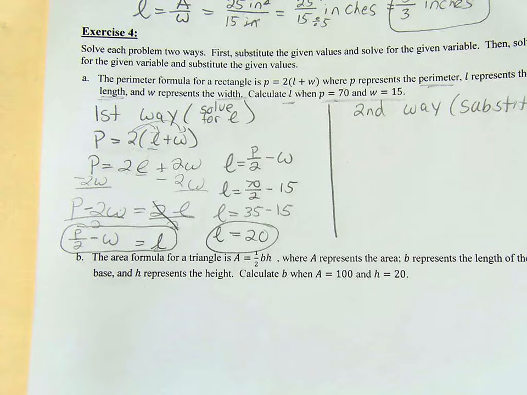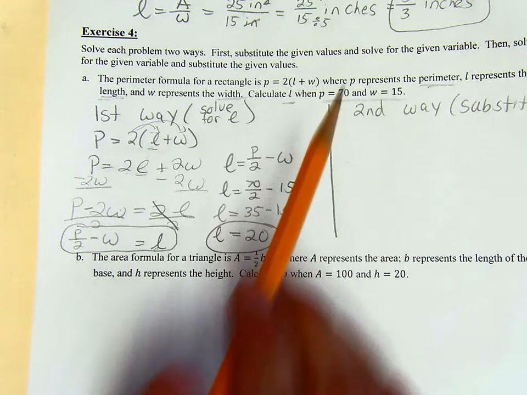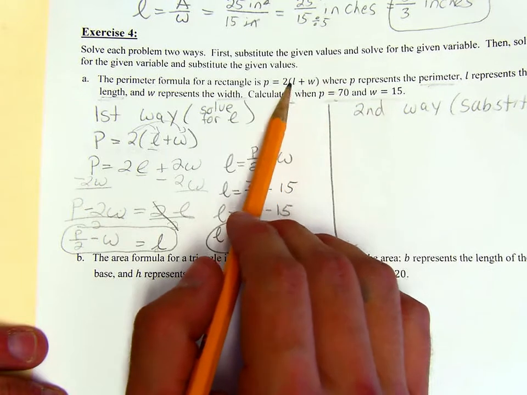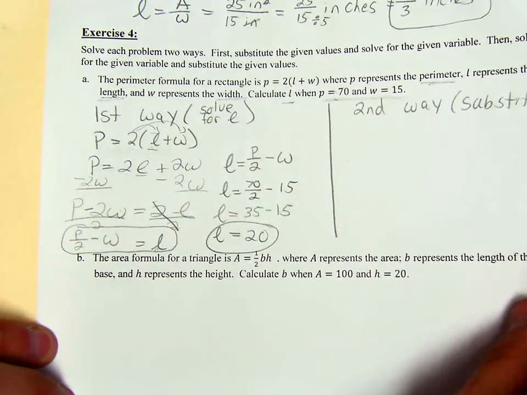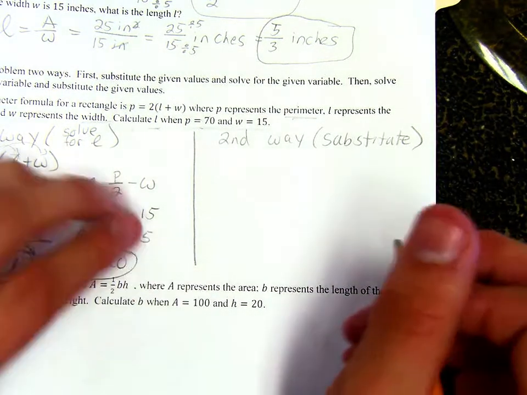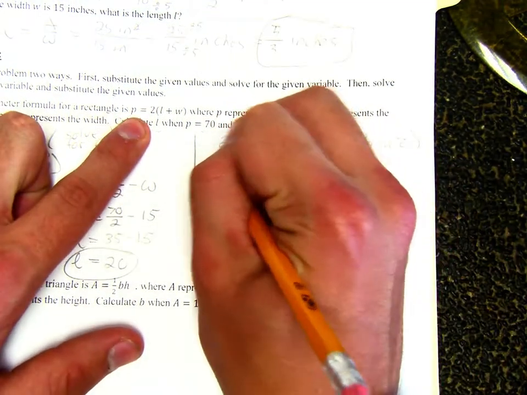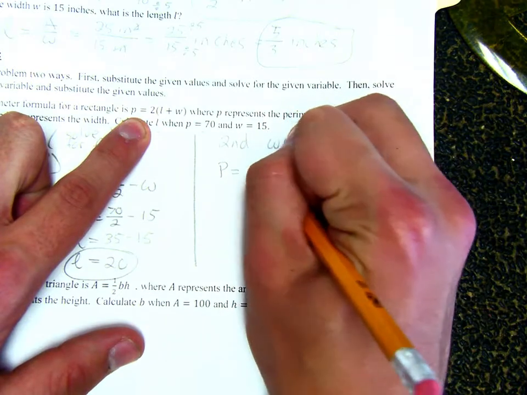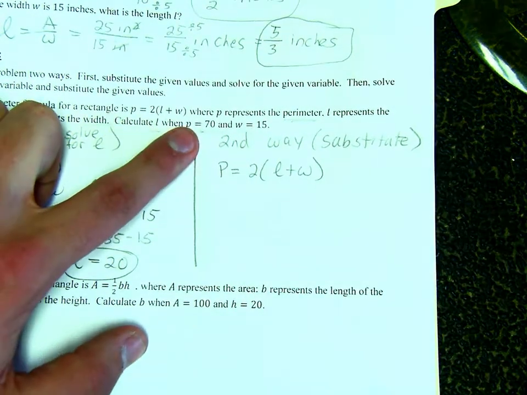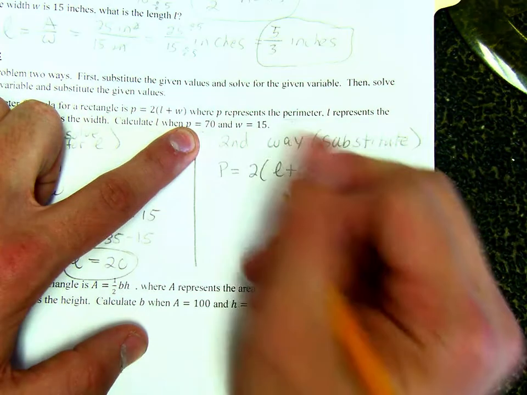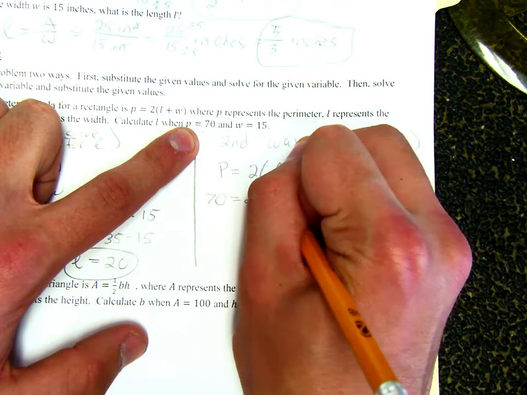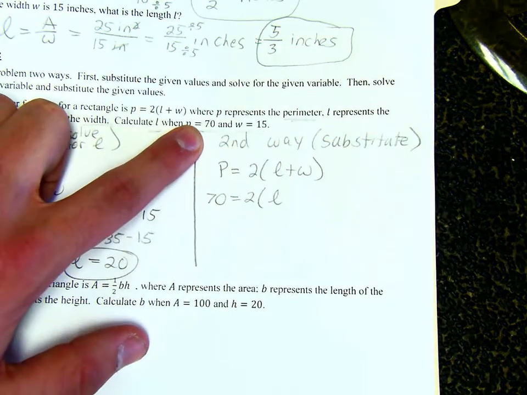Another way that we could do it is just by substituting P is equal to 70 and W is equal to 15 into the formula, and then solving for L. So let's go through and do that. I'm going to first start with my formula: P, perimeter, is equal to 2 times length plus width. We know that P is equal to 70, so I'll have 70 is equal to 2. Length is what we're trying to find, so I'm just going to leave it as L. And width is 15.